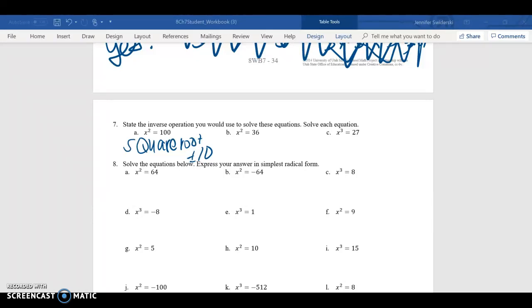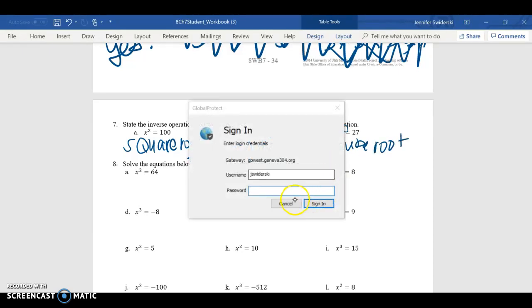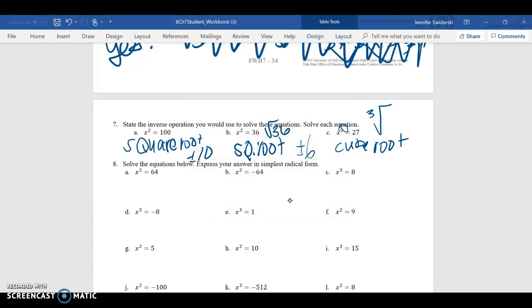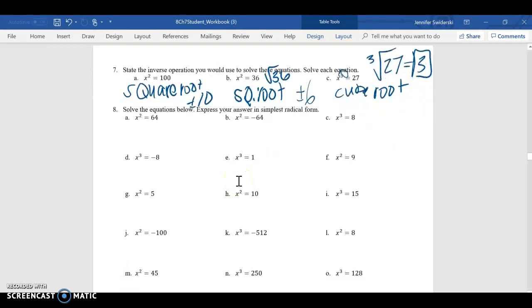For B, again, x squared is 36, so we need to take the square root. The square root of 36 would be positive or negative 6. For this one, we have x cubed. Well, the cubed means we need to find the cubed root of 27. So the cubed root of 27 is just 3. And we talked a little bit earlier about why it would not be negative 3. It's just positive 3. So let's go ahead and try some of these here.